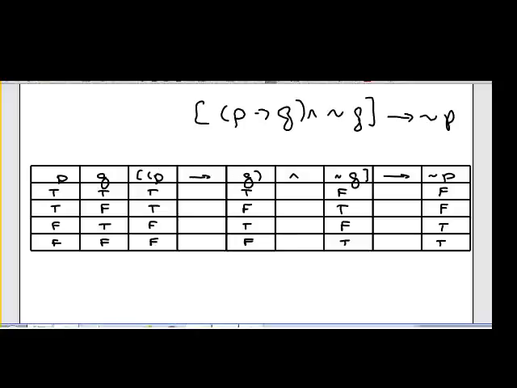Okay, so we go to the innermost parenthesis, which is this one, so we'll do that first. And this is the if-then statement. An if-then statement is only false if the first one is true and the second one is false. So that one's false and the rest are true.